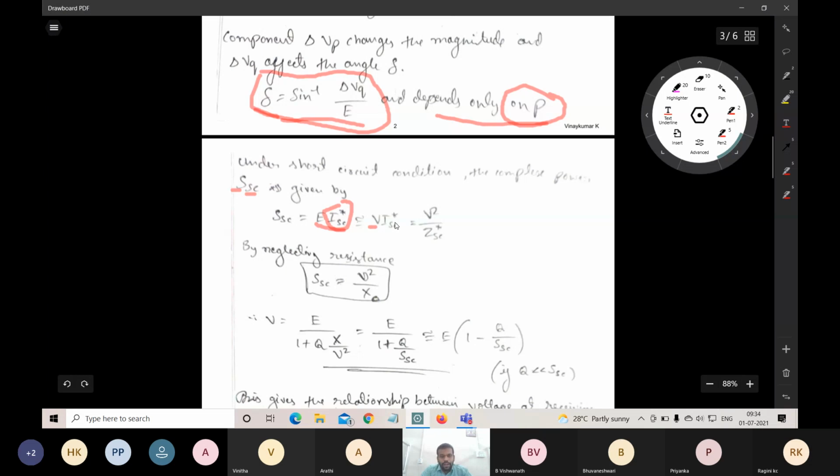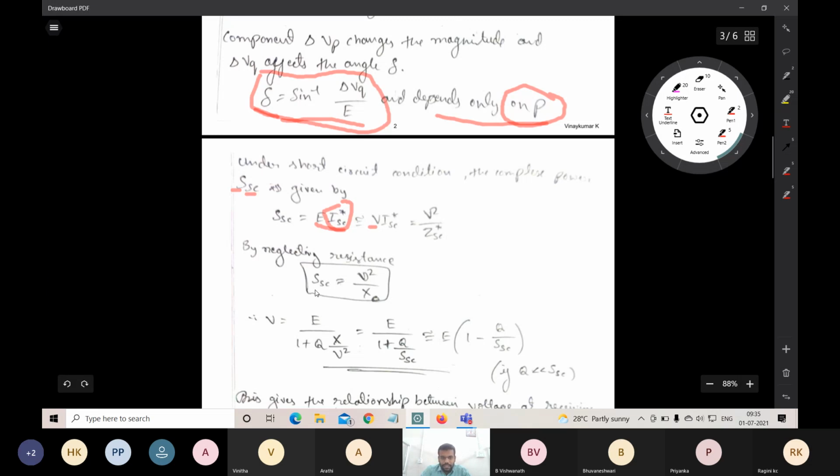So instead of VI, you can take it as V square by Z. If you are going to neglect the resistance, similarly here also. Z is made up of R plus jX, so Z is equal to R plus jX. If you are just neglecting the R, the remaining thing will be only X.